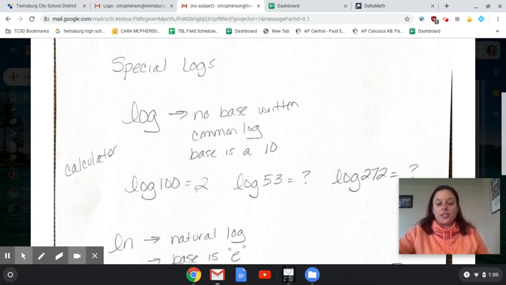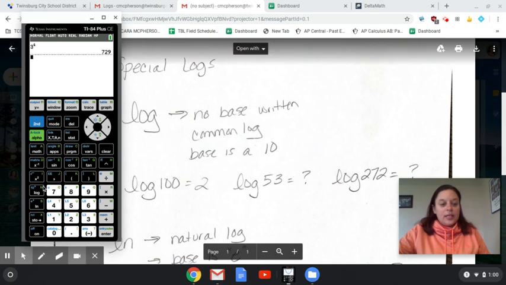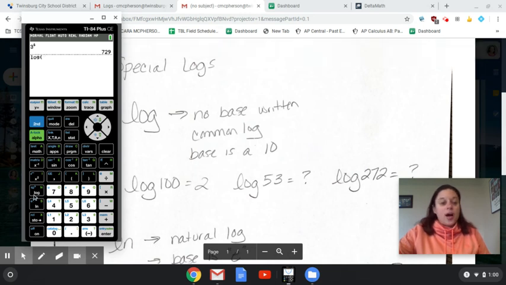But let's say you have one you can't do in your head or you don't feel like doing it in your head. There is a common log button on your calculator. It is next to the 7. It actually says log. So if I want to do the common log of 100, I just type in the log button and 100 and it'll tell me the answer is 2.